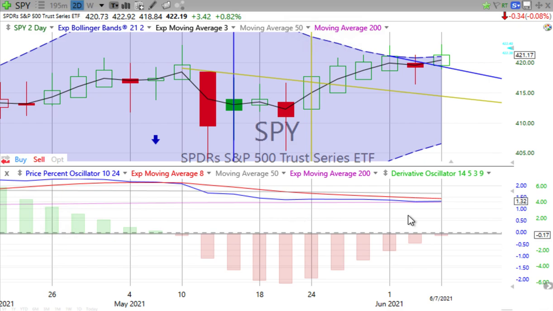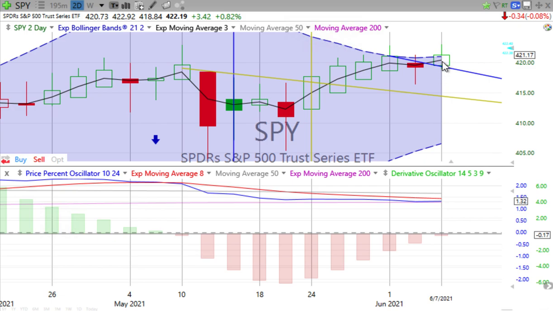Look at the 2-day chart. Not enough energy for even it. Now think about that. It is 2.5 times smaller than the weekly chart, and there's not enough energy there for it to cross over yet. The derivative oscillator is losing momentum. Price percent oscillator has not crossed.